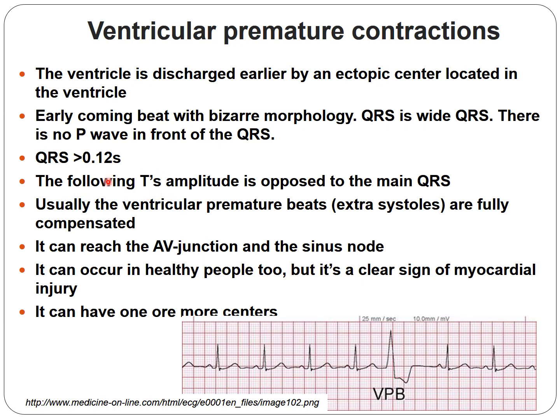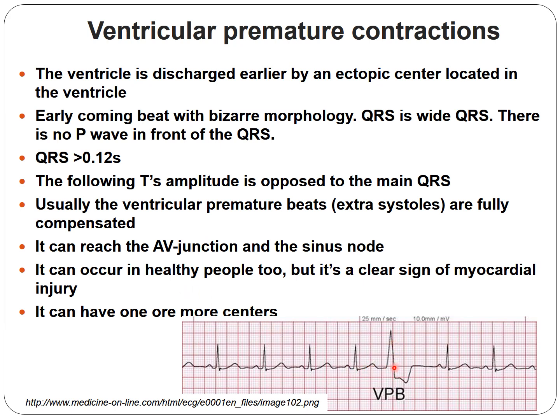The T wave, the repolarization wave, is altered, and usually T inversion and ST-T inversion or depression can be seen. Usually the ventricular premature beats are fully compensated. It can occur in healthy people, but it's a clear sign of myocardial injury. It can have one or more centers, meaning unifocal or multifocal.